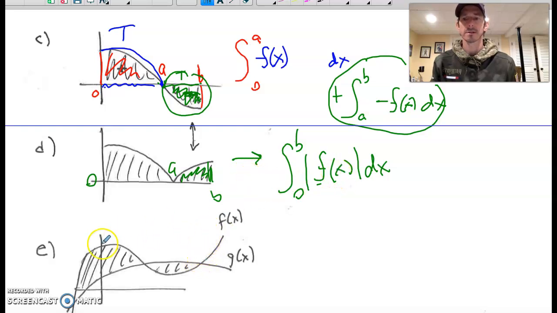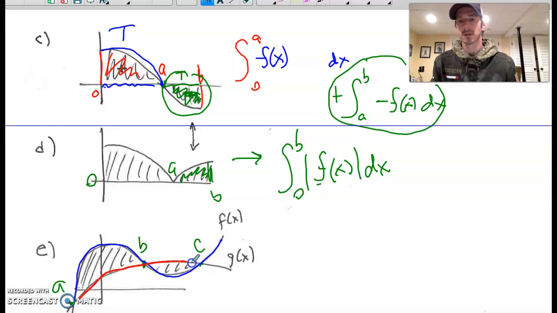And then our last scenario is right here where I've got two functions. You'll notice over here on the left, I'm going to call that A, and then it looks like right here they intersect, that's B, and they intersect again at C. So I'm going to use a couple different colors here. I'm going to use blue for f of x, so it curves like this, and I'm going to use red for g of x.